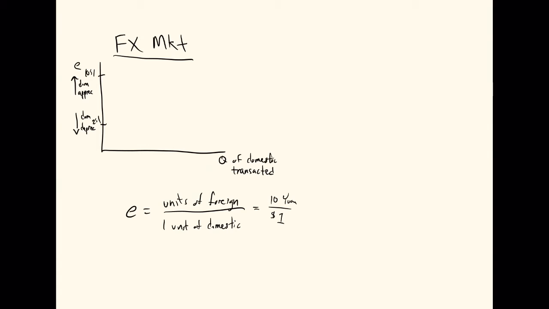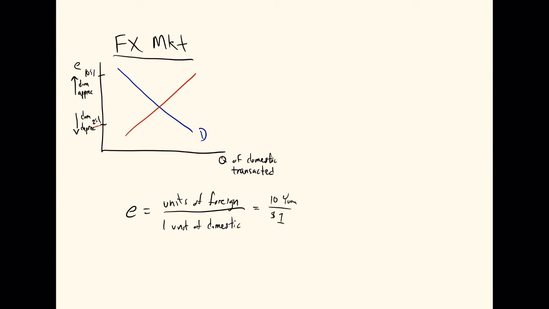The demand curve in the foreign exchange market represents the level of demand for domestic currency at each given exchange rate. It is downward sloping because holders of foreign currency demand more domestic when the exchange rate is in their favor, i.e. 2 to 1.